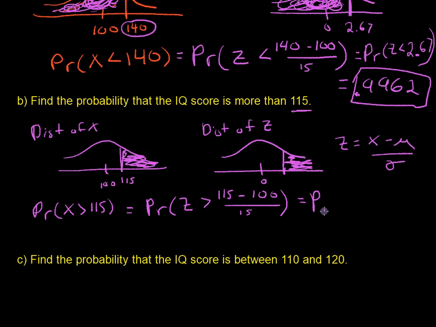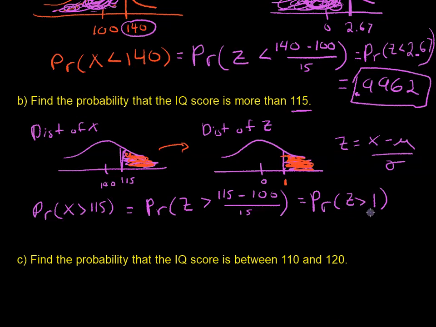Okay, so this is equal to the probability that z is greater than 1, right? 15 divided by 15 is 1. So this number here is 1. So I'm trying to find the probability that z is more than 1. Then these areas will be the same for both distributions. Okay, so how do I figure that out?